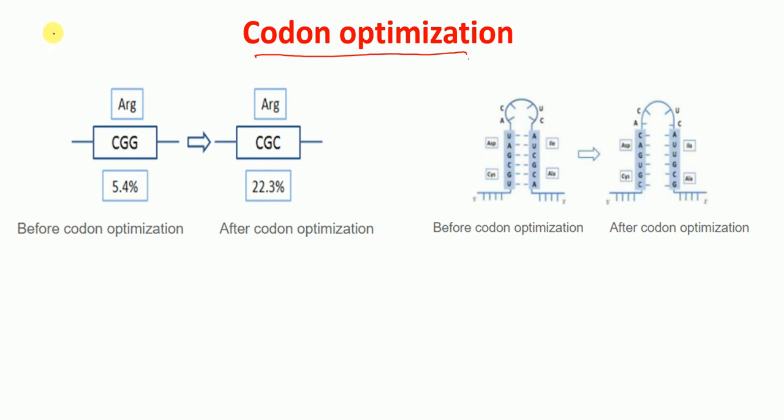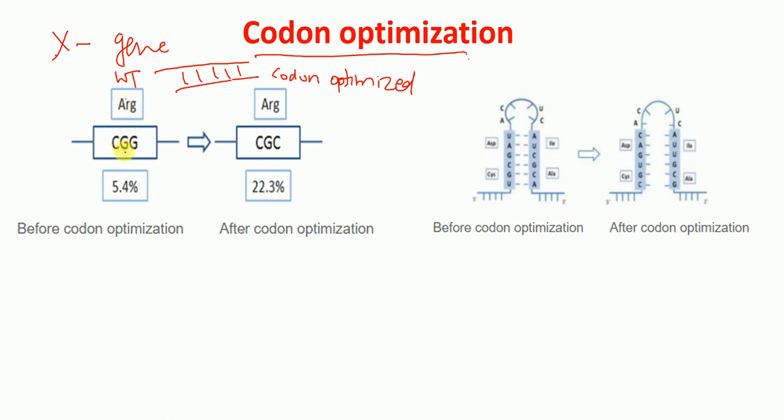Let's take an example. Let's say that there is a gene X. Okay, so X is a gene, and in this gene we have, first, the wild type, and this is the codon optimized. So what is codon optimized? When we replace a wild type codon by another codon, this is called codon optimization. Let's say that this is arginine. Here we have the wild type gene in which we have the CGG codon to code for arginine.